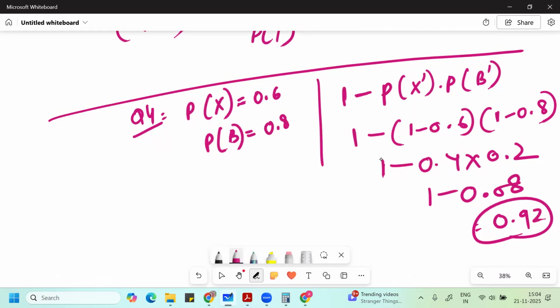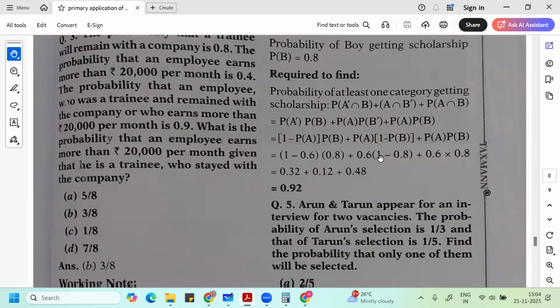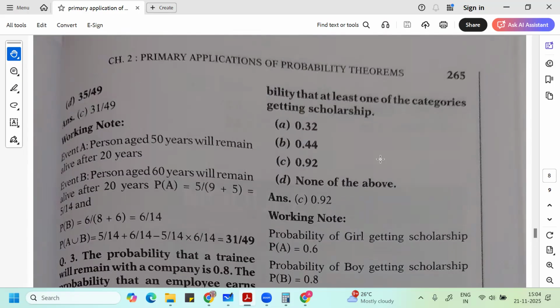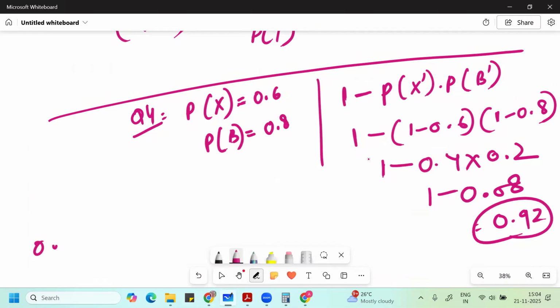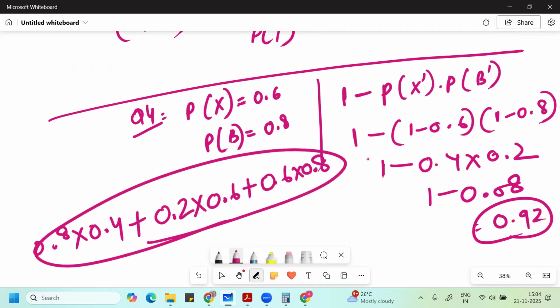Whenever they ask you that either of them gets the scholarship, it means find the probability that one of the categories gets the scholarship. It's like the boy getting the scholarship and the girl not getting it, which is 0.8 into 0.4. It can be the boy not getting the scholarship, 0.2, and the girl getting it, 0.6, plus both of them getting the scholarship, 0.6 into 0.8. When you solve this, you will get 0.92 only.